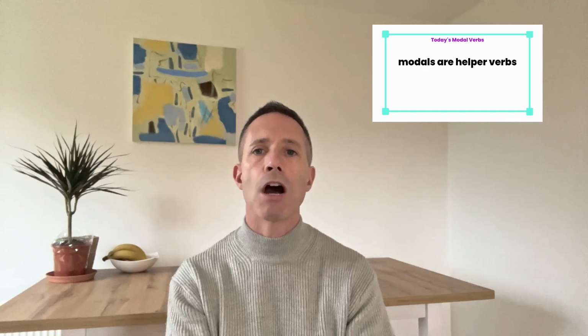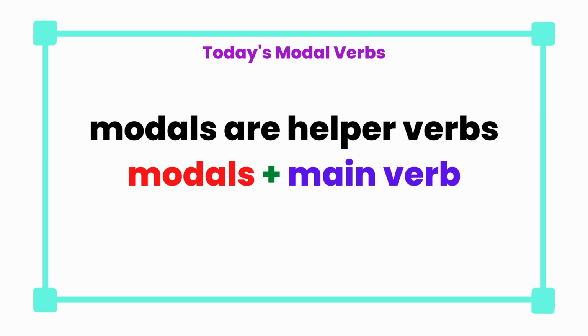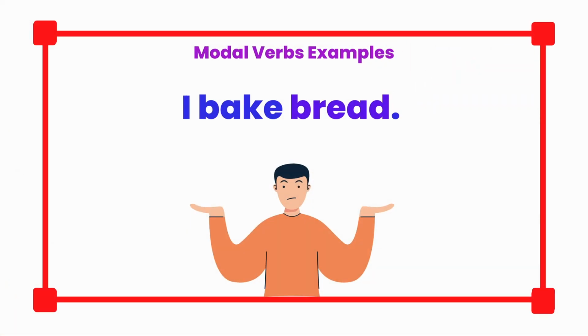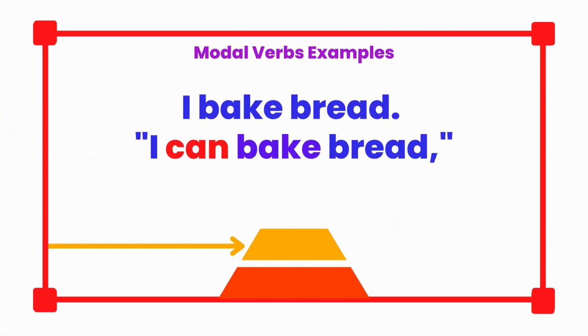The simple definition of modal verbs is that they are helper verbs used with the main verb to show that something is possible or planned or potential or necessary. If we only had a main verb in a sentence, it would be challenging to understand the story. For example, I bake bread. There is only so much information in the sentence. But if we add a modal verb, I can bake bread, we have a new layer of information.